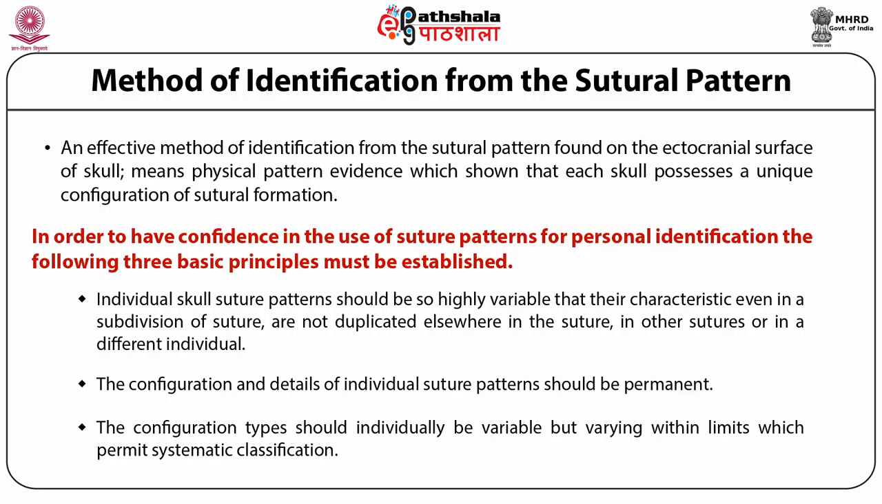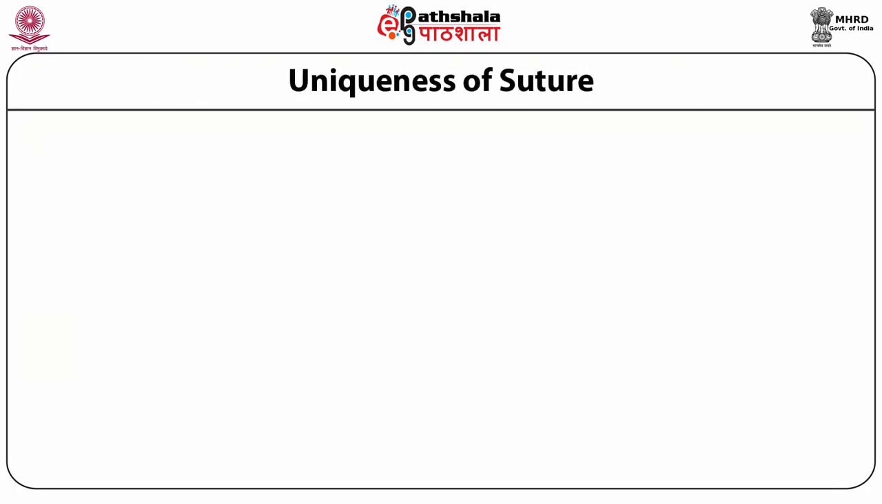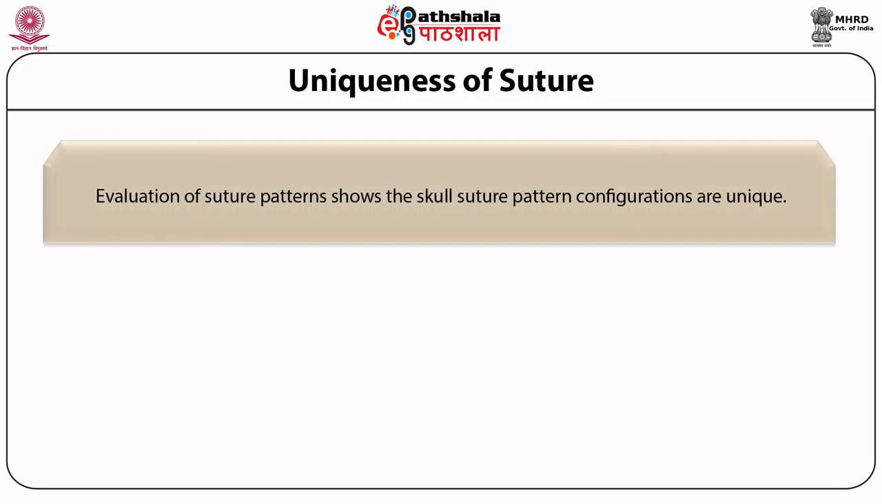Nevertheless, the personal identification of the dead as well as the living through surface configuration formed on the ectocranial suture is a valuable system which may assume greater importance in the near future. Uniqueness of suture. Evaluation of suture patterns shows that the skull suture pattern configurations are unique. The frequencies of patterns in both sexes have been found to be more or less equal, and hence the attribution of sex to a skull from suture patterns and configuration is questionable.